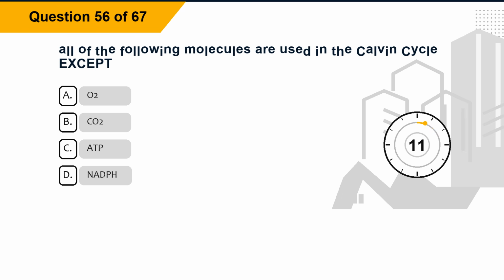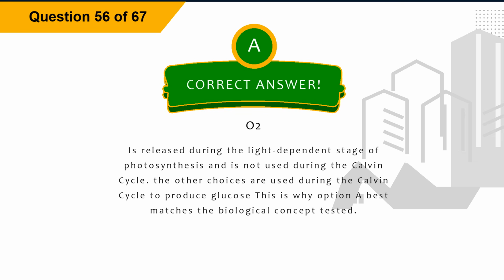Question 56. All of the following molecules are used in the Calvin cycle except option A, oxygen. Option B, CO2. Option C, ATP. Option D, NADP. The correct answer is option A, oxygen.